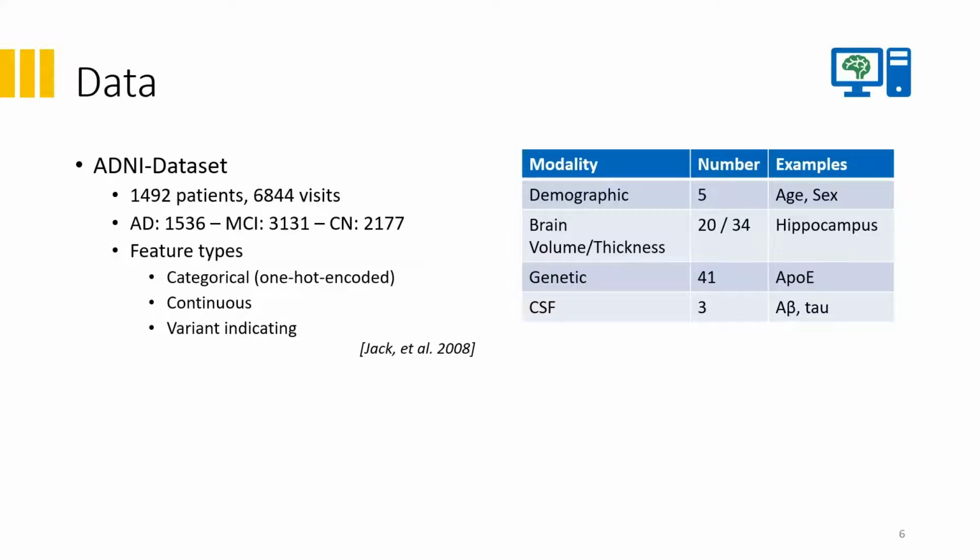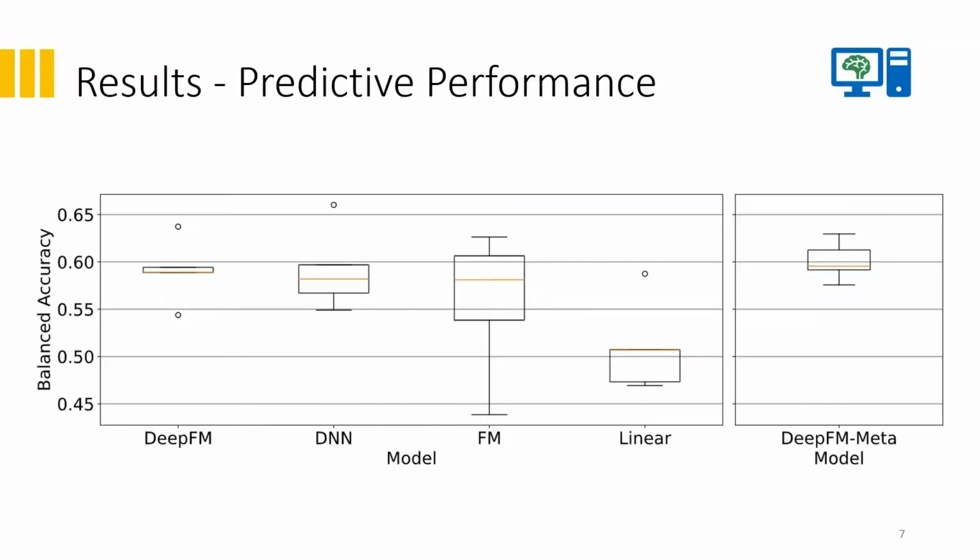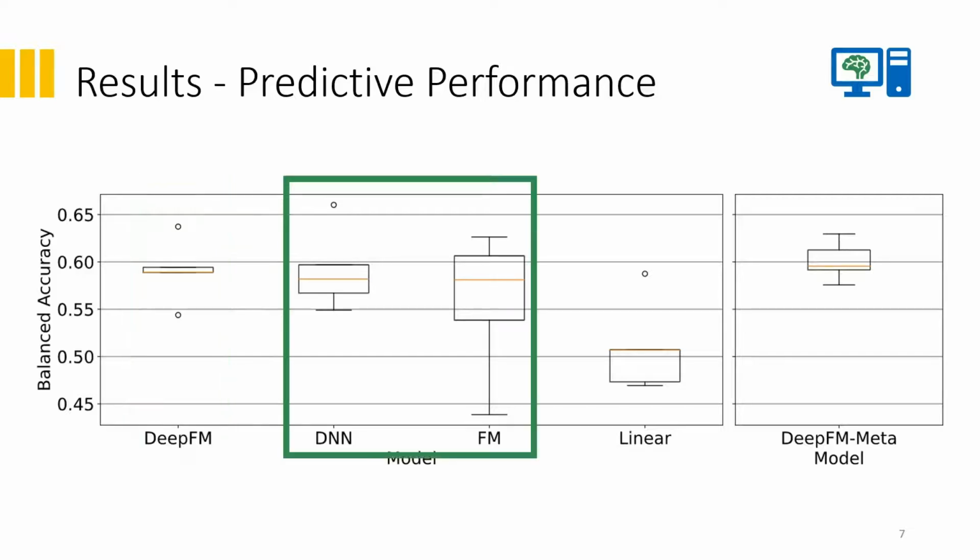The data comes from the Alzheimer's Disease Neuroimaging Initiative, has patients of all three disease stages, and incorporates all of the aforementioned modalities. For training, we use five-fold cross-validation. After training, our model performs as follows. Our model outperforms the other models with a median balanced accuracy of 0.589. This shows that the combination of factorization machine and neural network performs better than each of the models alone.